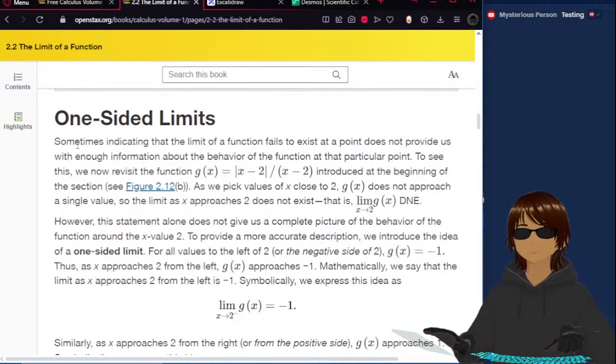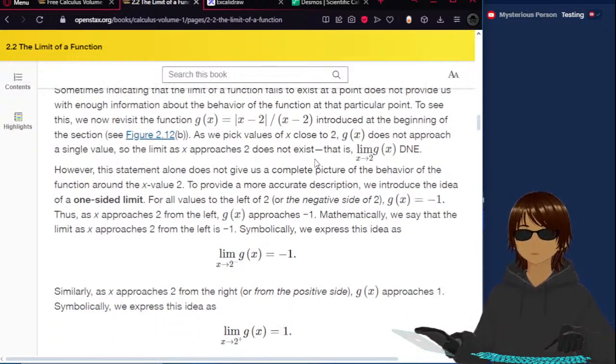Sometimes indicating that the limit of a function fails to exist at a point does not provide us with enough information about the behavior of the function at that particular point. To see this, we now revisit the function g of x equals modulus of x minus 2, all divided by x minus 2. As we pick values of x close to 2, g of x does not approach a single value. So the limit as x approaches 2 does not exist.